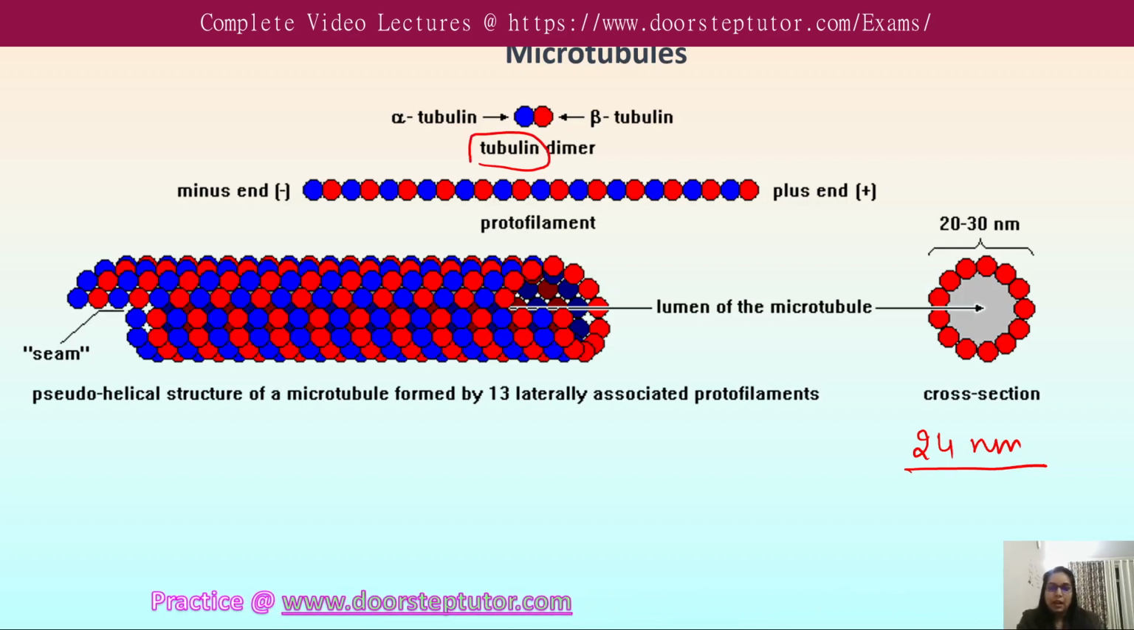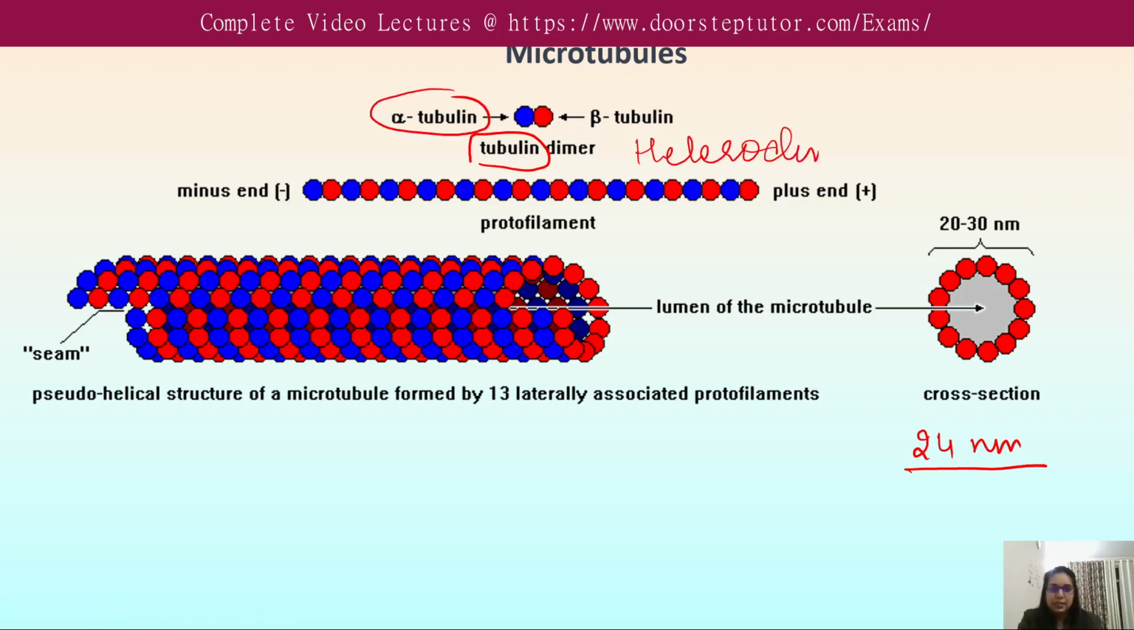They are heterodimers, meaning they are of two types: alpha tubulin and beta tubulin. That is why it is known as the tubulin dimer. So 13 tubulin proteins associate to form a single microtubule tube. These 13 are known as the protofilaments. So these 13 tubulin proteins associate to form a single protein which gets associated to form a tube.